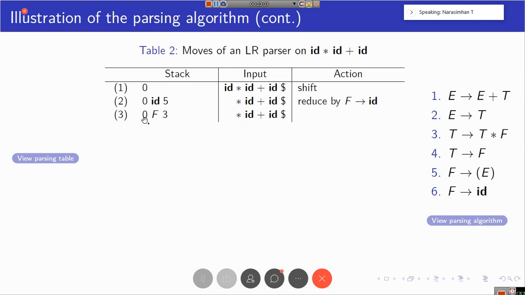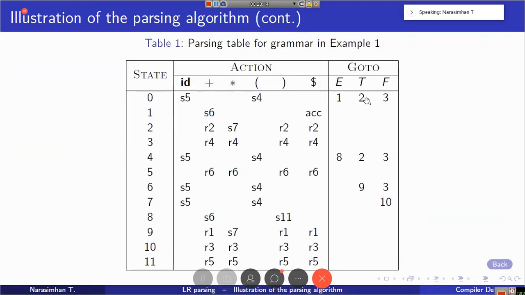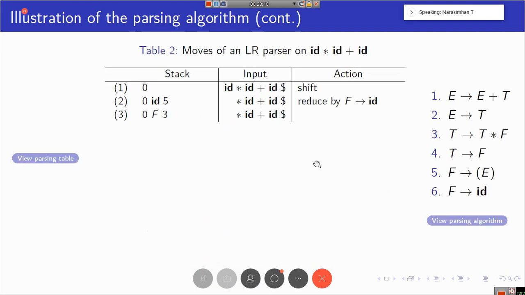We have 0. You check for 0 and T. What is that? 2. So what you need to do? The left hand side and 2 will be pushed into the stack. T and 2 will be pushed.